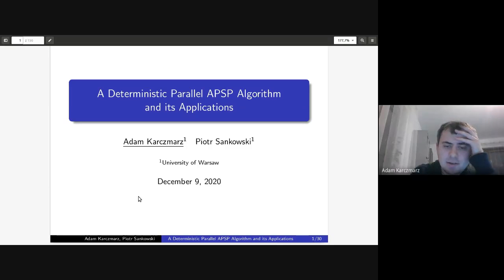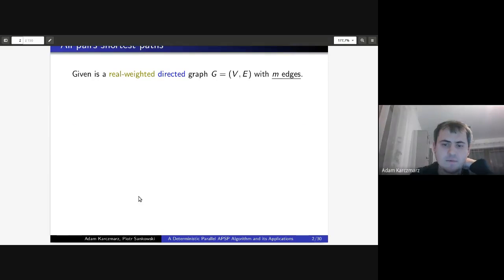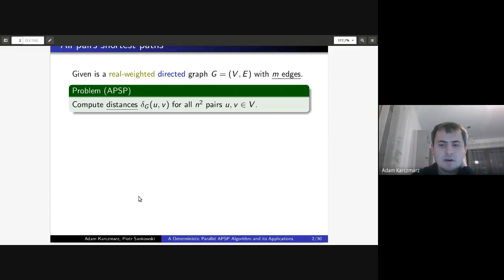So in this talk, this is a joint work with Piotr Sękowski. We focus on real-weighted directed graphs. We will denote by n the number of vertices and by m the number of edges. I will be talking about computing shortest paths between all pairs of vertices of G.